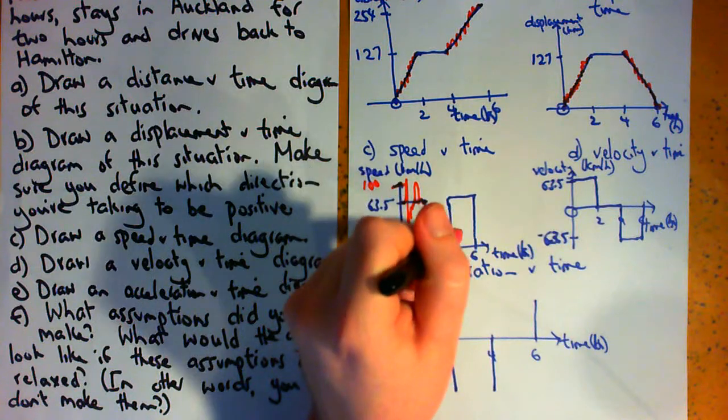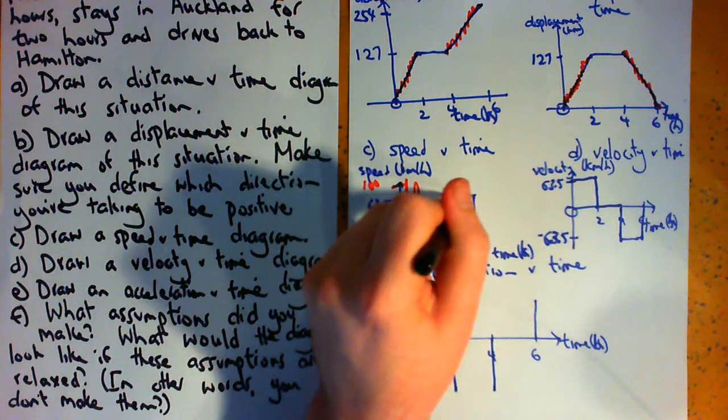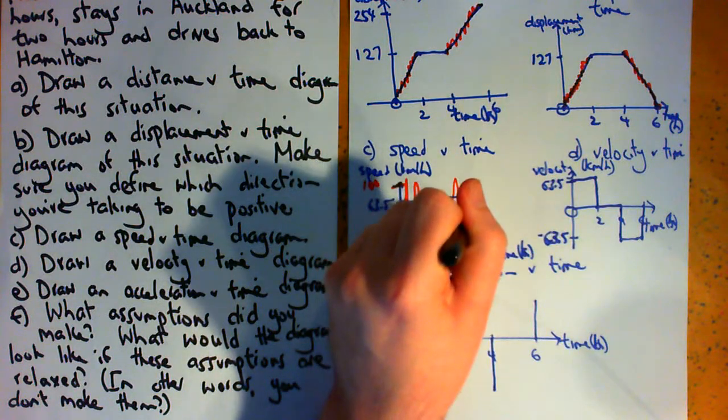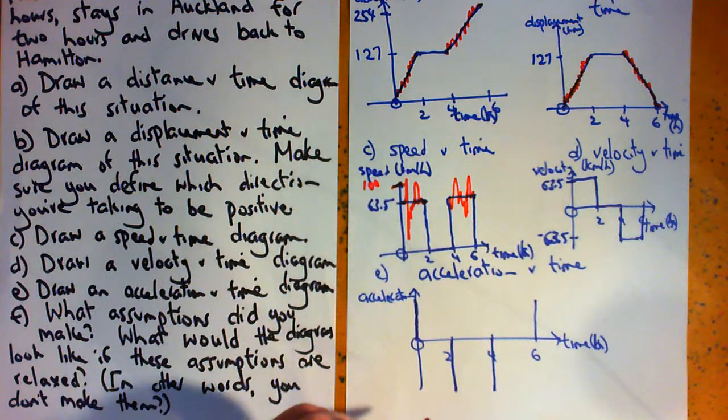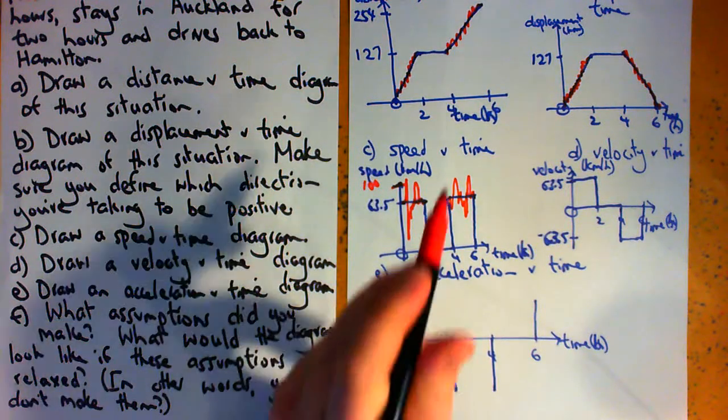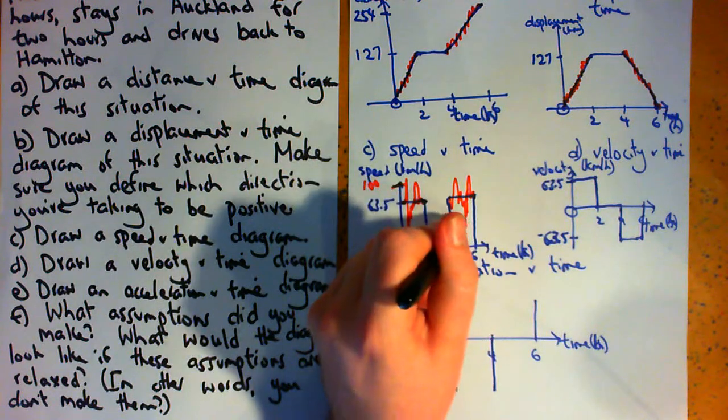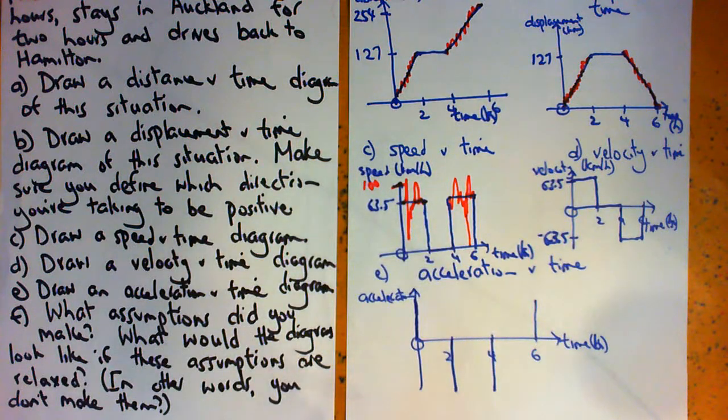And again, the same is true for the return journey. So it's not going to be a straight line anymore. It's not going to be constant at 63.5. The speed is actually going to be a bit more all over the place. In fact, there might be times when it's completely stopped.